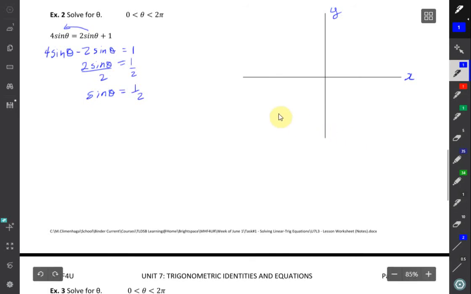The range is 0 to 2 pi, and using my CAST rule, sine is positive in the first and the second quadrant. So that's where my terminal arms are going to be. So I need a terminal arm here and on this side. And if you want, you can figure out what angle is the related acute angle so that you can draw these somewhat accurately in terms of the size of the angle that you're working with.